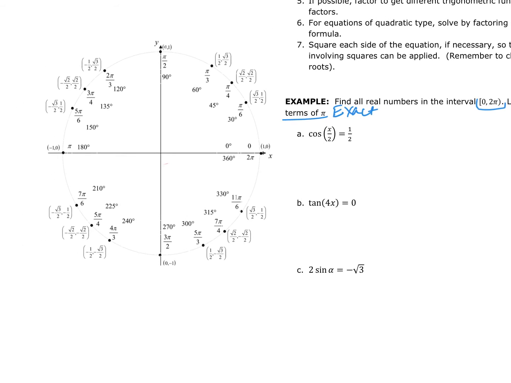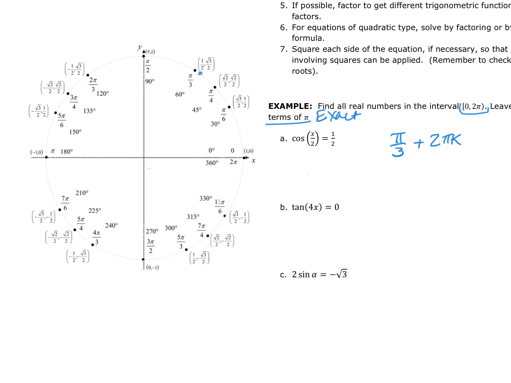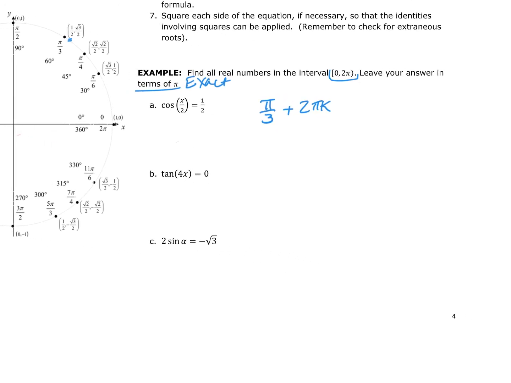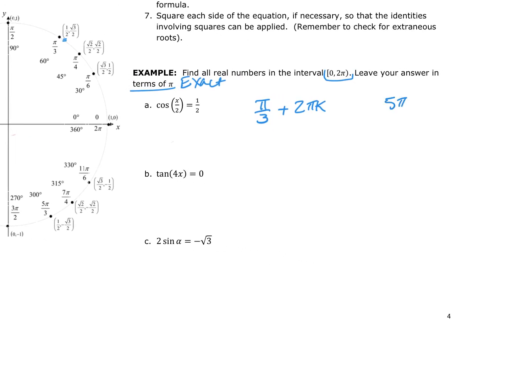So the cosine is equal to a positive 1/2 at pi over 3. I'm just going to erase this and move it over because I need a little bit of space. So pi over 3 plus 2 pi k. And you're like, but wait a minute, she said it's an interval. Yeah, I did. Give me just a moment. And the other location is at 5 pi over 3. 5 pi over 3 plus 2 pi k.